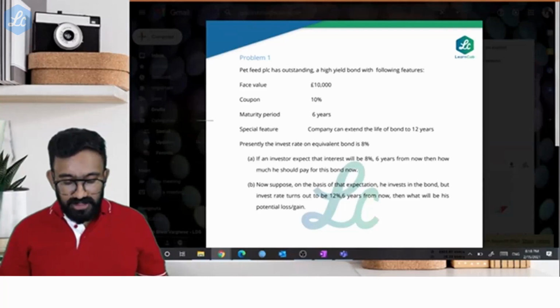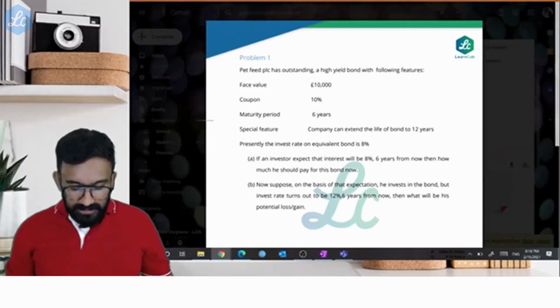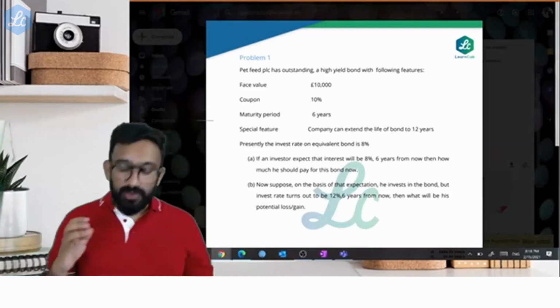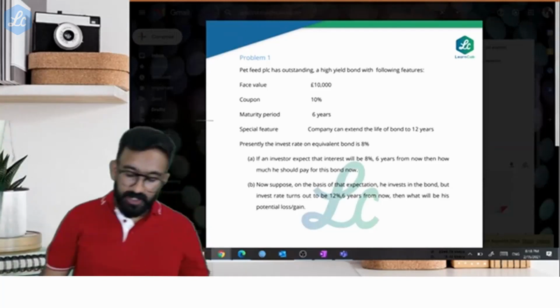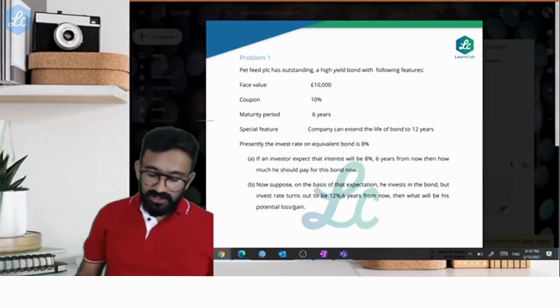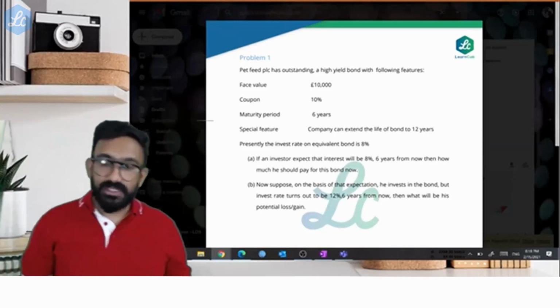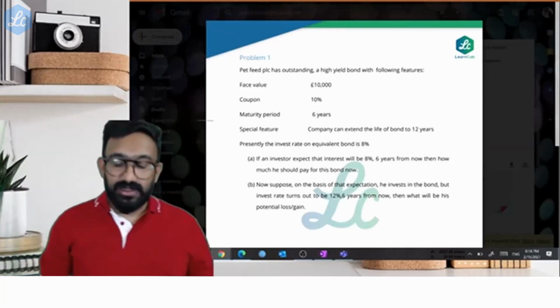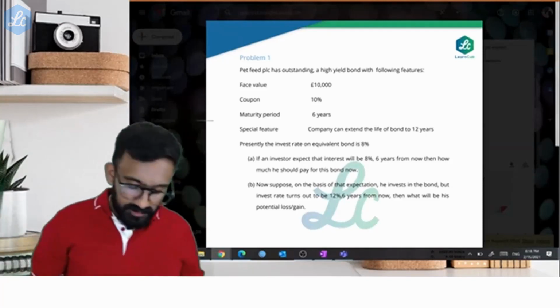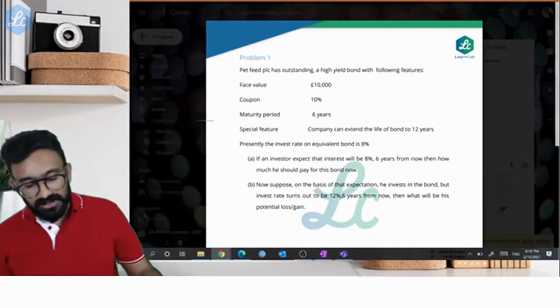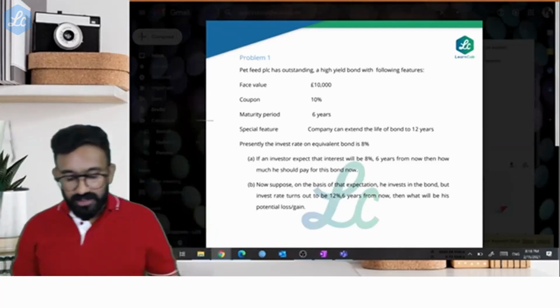Presently, the interest rate of the equivalent bond is 8%. If the investor expects the interest rate to be 8% 6 years from now, then how much should he pay for the bond now? So he's assuming that the discount rate is going to be 8% from 6 years from now. And if that's the case, how much should he pay for this particular bond now? Presently the interest rate is also 8%, and he's expecting that this 8% is going to hold good for the 6 year period. Then the present value of this particular bond will be the coupon of 10%, which is 1,000, discounted at 8%.